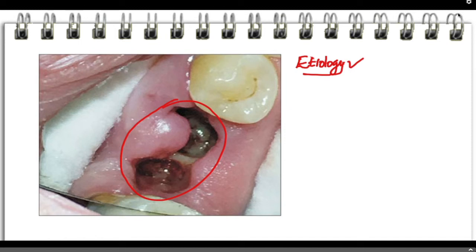The first common etiology for dry socket is traumatic extraction, an extraction where lots of trauma was done. That can be one etiology. And the use of oral contraceptives. Why? Because oral contraceptives are going to activate your fibrinolytic system, and the fibrinolytic system is mainly concerned with dry socket. So oral contraceptives activate the mechanism of dry socket and cause it. The third one is hormonal changes.